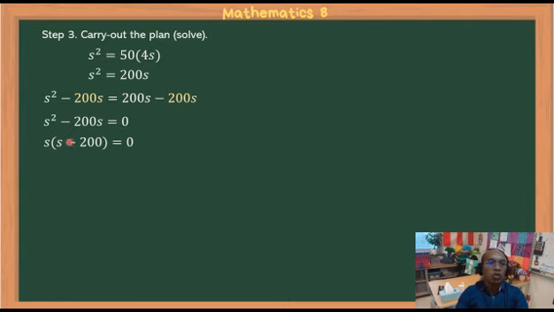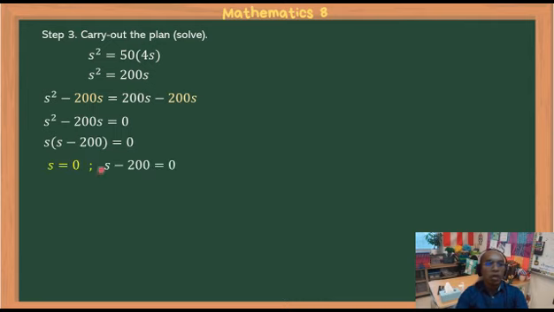So by common monomial factoring, the common monomial factor of S squared and negative 200S is S. To obtain the remaining factor, we have to divide the given expression by the common monomial factor, which is S. So S squared divided by S is S. The negative 200S divided by S is negative 200. We just copy 0.